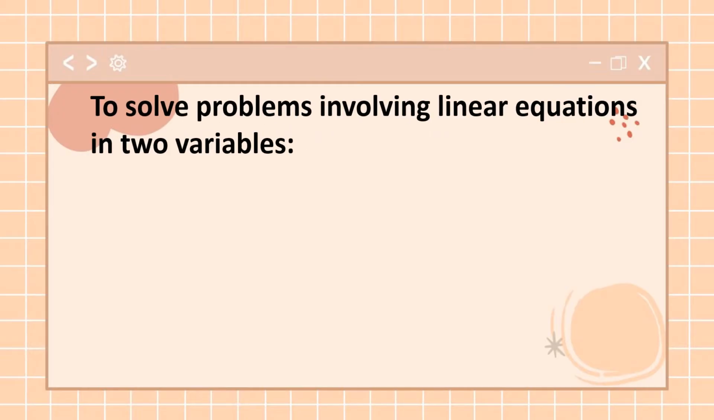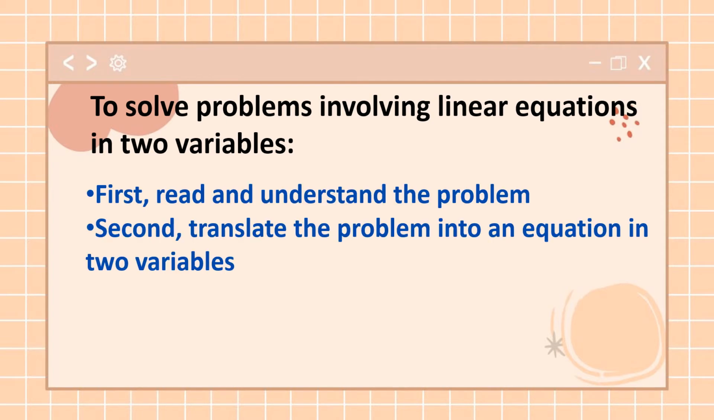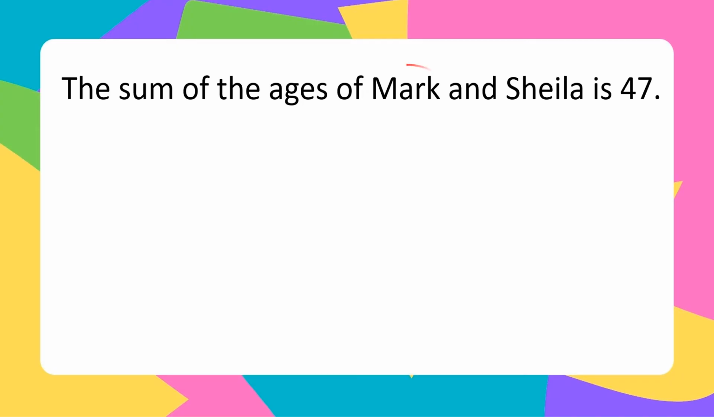These are the things that you need to remember in solving problems involving linear equations in two variables. First, read and understand the problem. Second, translate the problem into an equation in two variables. And third, find the solution using the formulated equation.